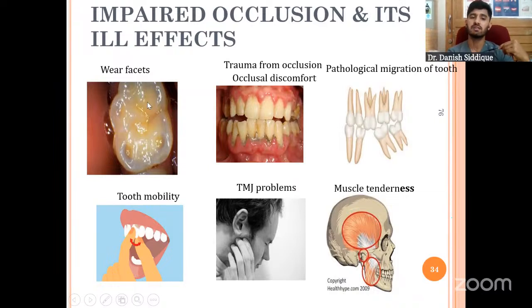That is, whenever there is a large amount of occlusal wear facets present, or there is trauma from occlusion, which again has to be verified by doing the fremitus test, and also whenever there is pathologic migration which is leading to malocclusion in the patient's mouth, or there is tooth mobility that is also being caused by the improper occlusion, patients having TMJ problems and pain, and when there is muscle tenderness and soreness present.